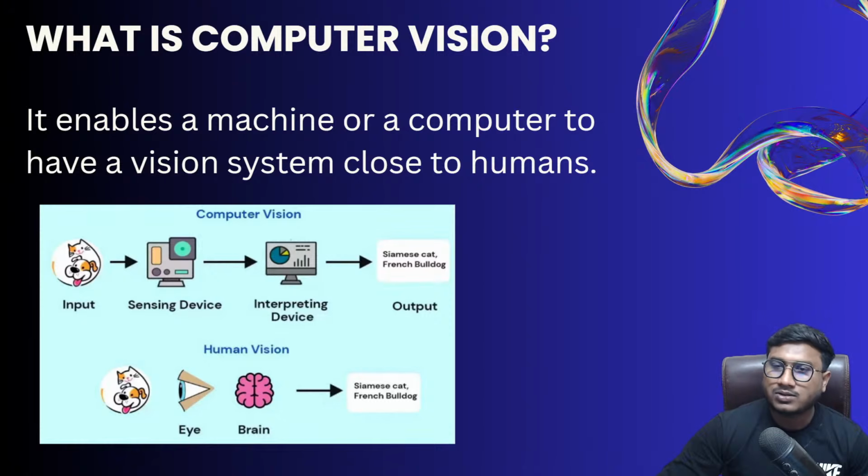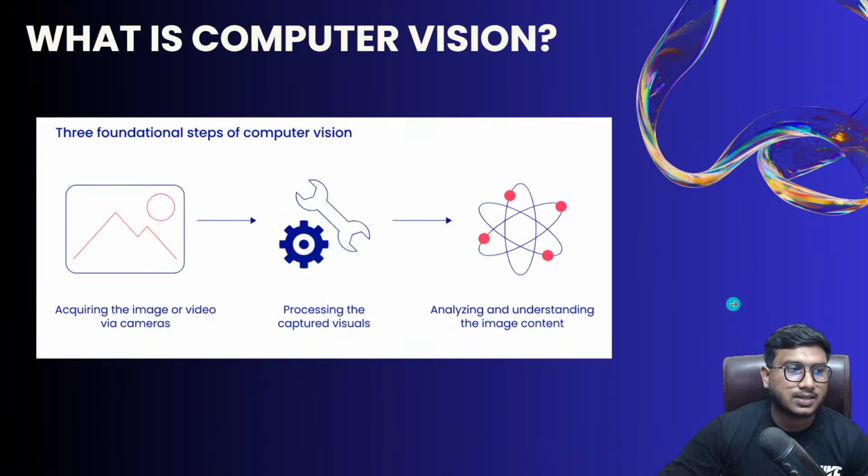That means it enables a machine or computer to have a vision system close to humans. Now to implement this architecture, we have to follow certain steps. That thing we'll discuss. Now see how computer vision works.